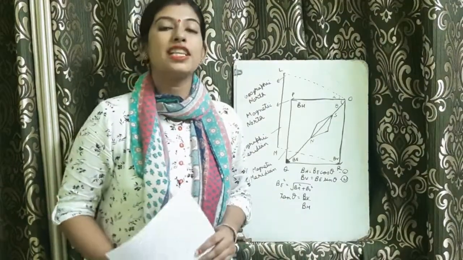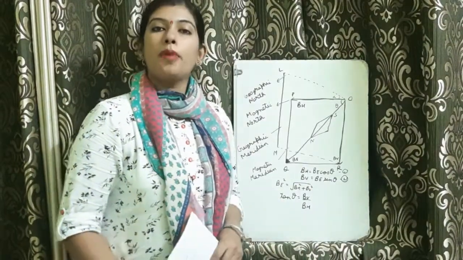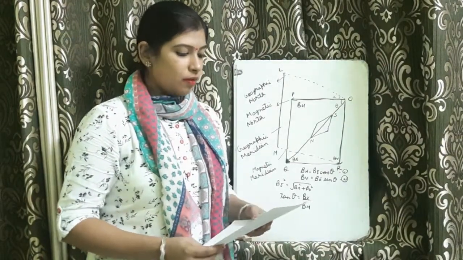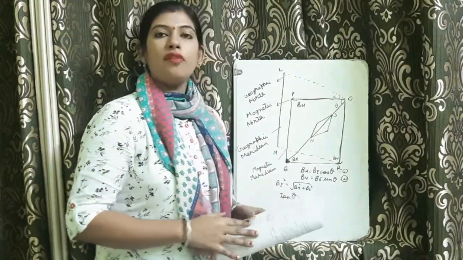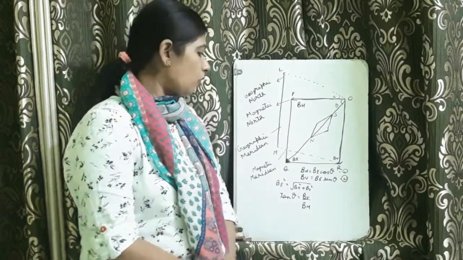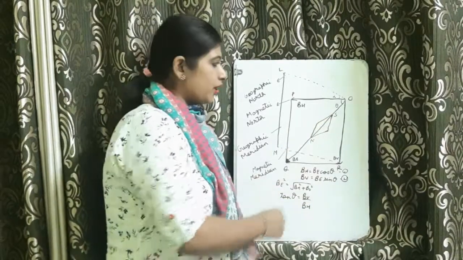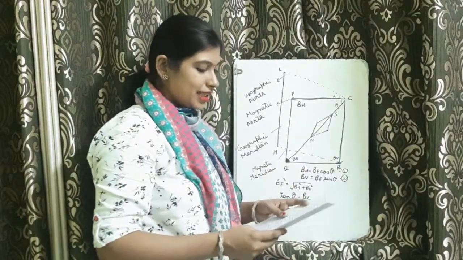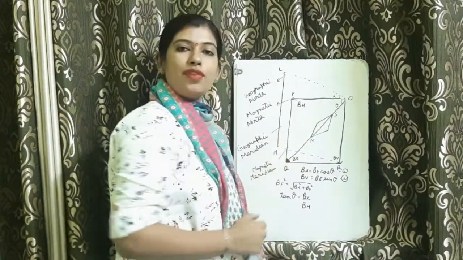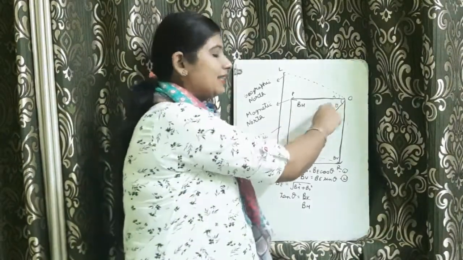Good morning students. Today we will talk about the third component of Earth's magnetic field. The third component of Earth's magnetic field is the horizontal component. You can see from this figure, this is BE, that is Earth's magnetic field, which is at angle theta.